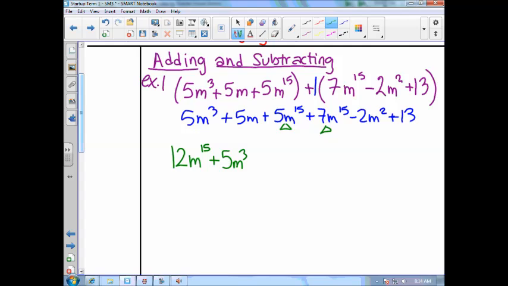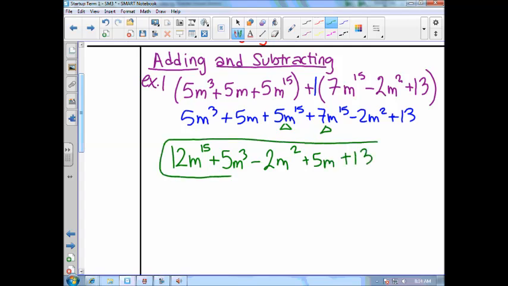Good. Minus 2m squared. This is a common mistake that people don't see the minus, so good job. It is minus 2m squared. Okay, Macon, what would come next? Plus 5m, good. And then we have our constant, plus 13. So this is standard form, and we've added them together.